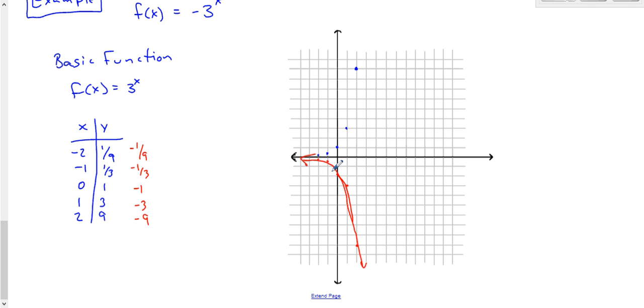Now, when you have a reflection, my domain is still all real numbers, but my range is not greater than 0 anymore. It's less than 0. So I have to adjust my thinking on that for my range, because my range is now going down instead of up. But my horizontal asymptote, in this case, will stay y equals 0. Okay? And that's what we want to do when we graph with transformations.